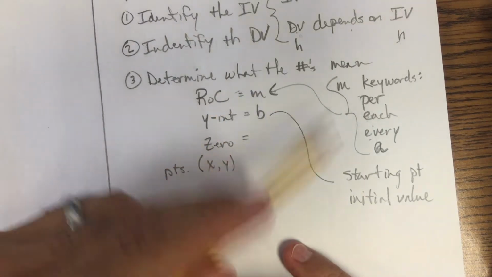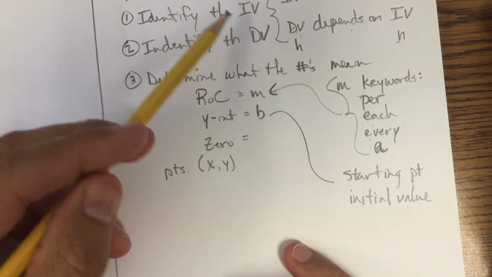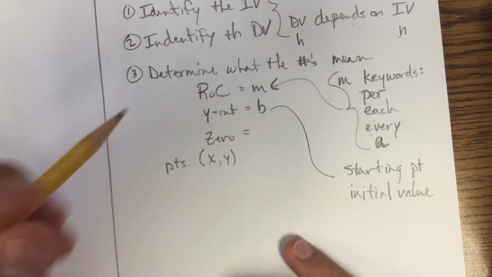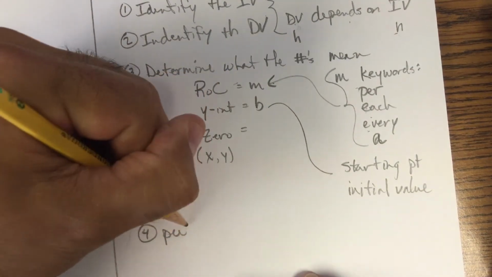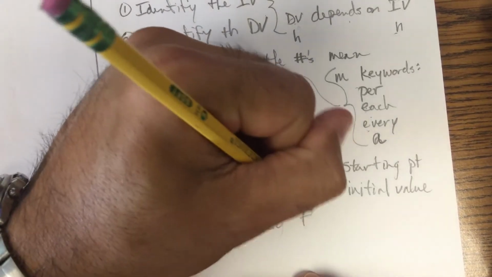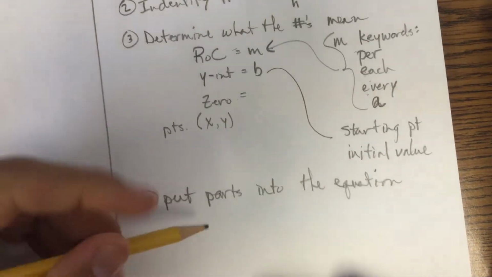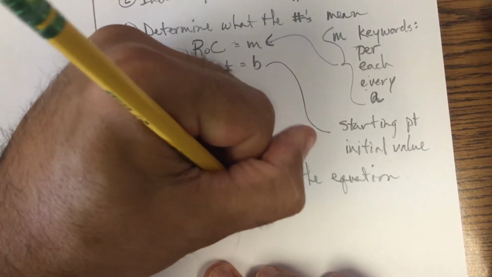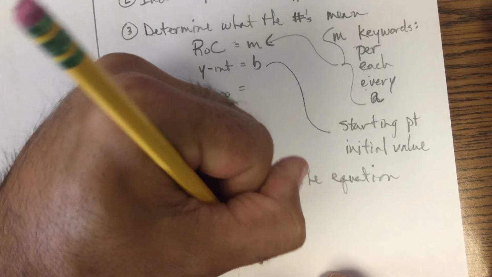So once we can identify the numbers, we've identified the x and the y, we've identified the input and the output, we've identified what the numbers represent, then step number 4 is to put everything in the right place. Put the parts into the equation. Because the equation is f of x equals m times x plus b. Or the way that you learned it in middle school, y equals m times x plus b.